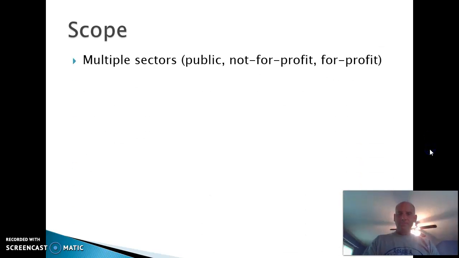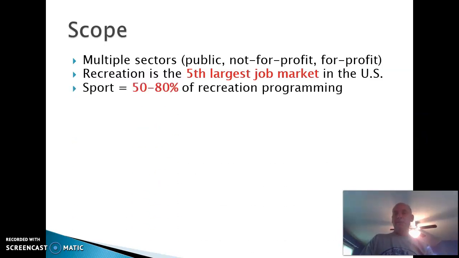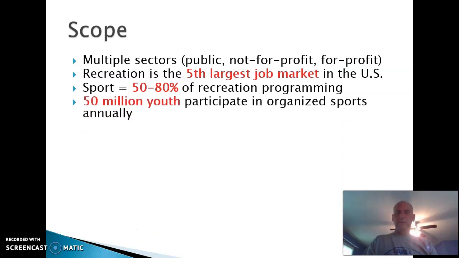The scope of sport: you'll see it takes place in multiple sectors. There are a lot of different areas where you'll see it: nonprofit, for-profit, public. Recreation is the 5th largest job market in the United States. About 50 to 80% of recreation programming revolves around sport. A lot of times agencies will have several people designated to handling recreational sport programming.